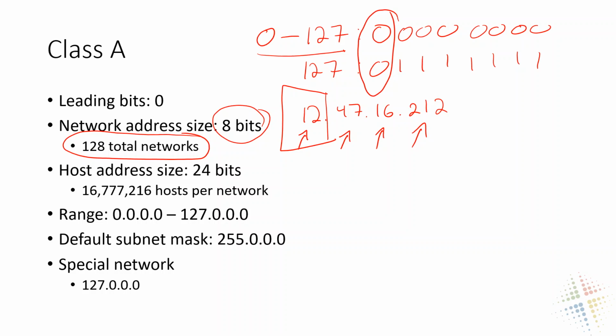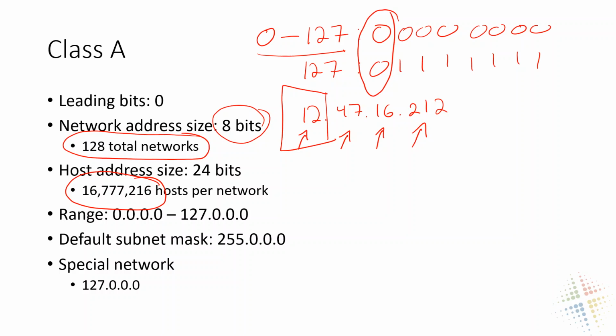So, okay, that seems a little disappointing. I mean, there's a lot of companies out there that are huge multinational companies. There's way more than 128 of them. But the benefit for those people is that the host address is 24 bits long, meaning nearly 17 million addresses that each of those companies can have.